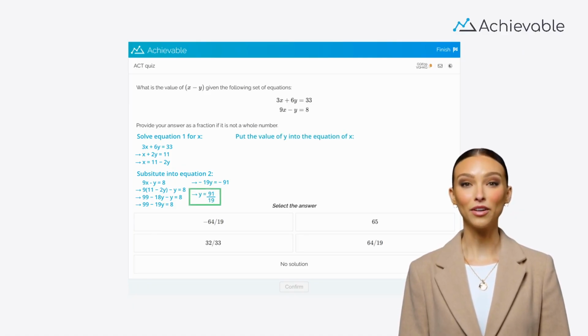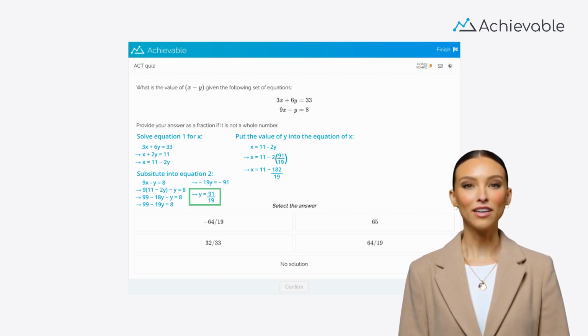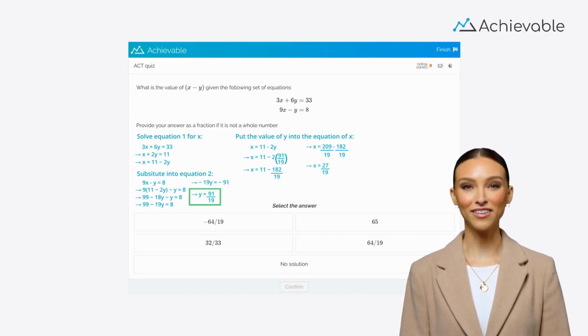Now we'll plug this value of y back into our expression for x. x equals 11 minus 2y. x equals 11 minus 2 times 91 over 19. Multiply: x equals 11 minus 182 over 19. To subtract, we rewrite 11 as 209 over 19. x equals 209 over 19 minus 182 over 19. x equals 27 over 19.